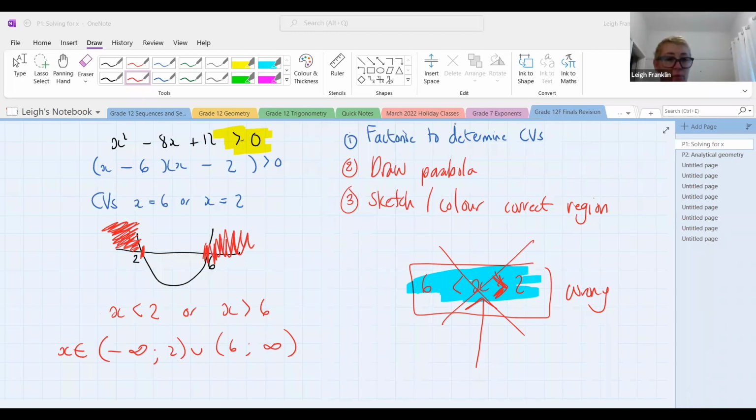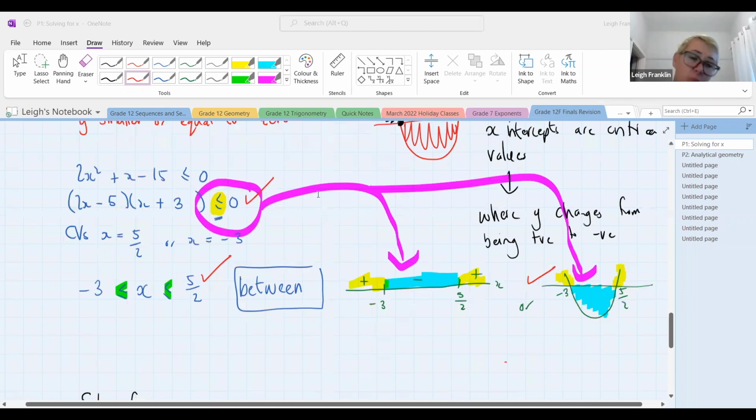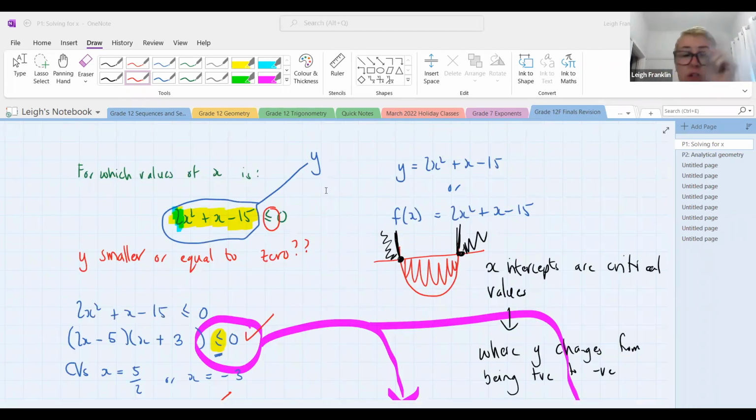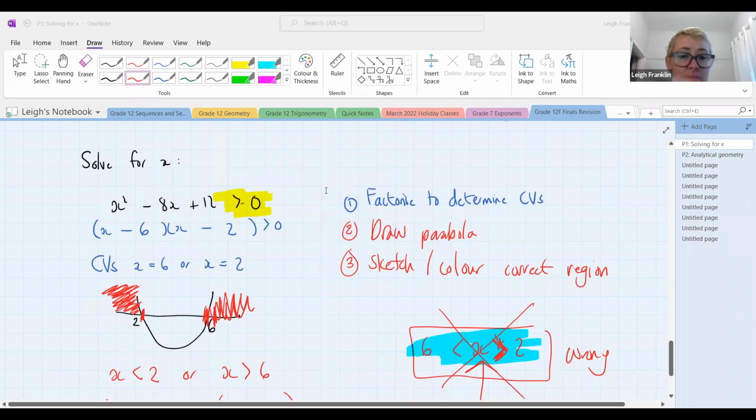So it's very important that you look at which way the inequality sign is pointing when you do the sketching. If it's a smiley face parabola, in other words the number in front of the x squared is positive, and they ask for which values of x is y negative, then it's between your x-intercepts. But if they give you a smiley face parabola and ask for which values of x is y positive, then it's on either side.